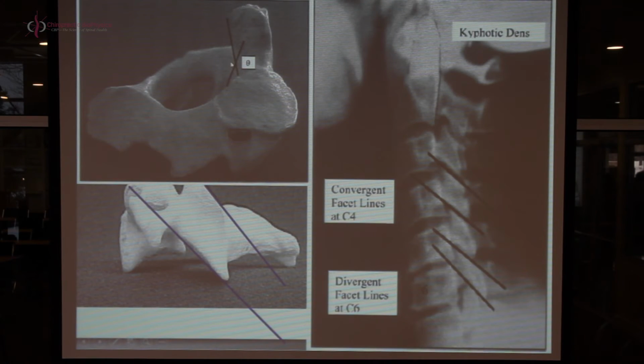And then here's how we assess the slope of the dens, if you will, or the angle of the dens. We put a line on the back of the body of C2 and a line on the posterior surface of the dens. And we just looked: is that angle lordotic, is it straight, or is it kyphotic?